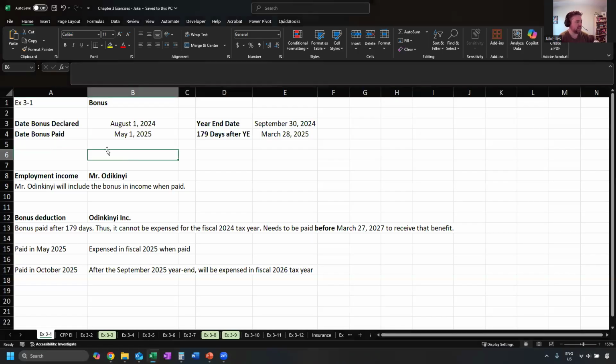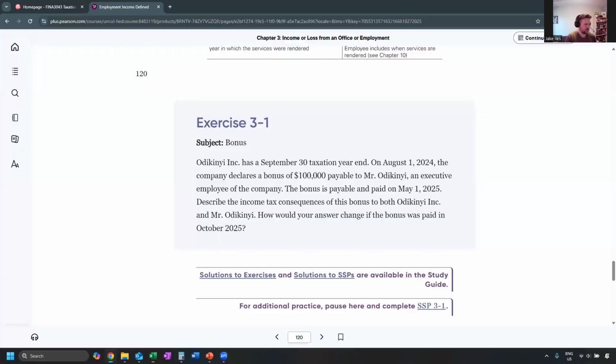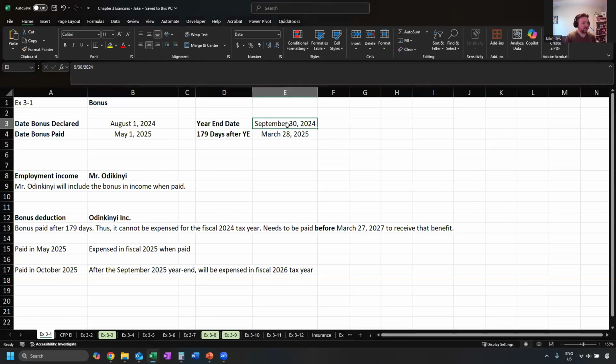So the bonus was declared August 1st, paid May. The year-end date is September 30th. I think that's in the question. Yes, September 30th tax year end. It was right in the beginning. So for them to treat it as a standard bonus, they would have needed to have paid it by March, and they missed it. So Odakinyi is going to include it in his employment income when paid either way. The only difference comes up for the company.